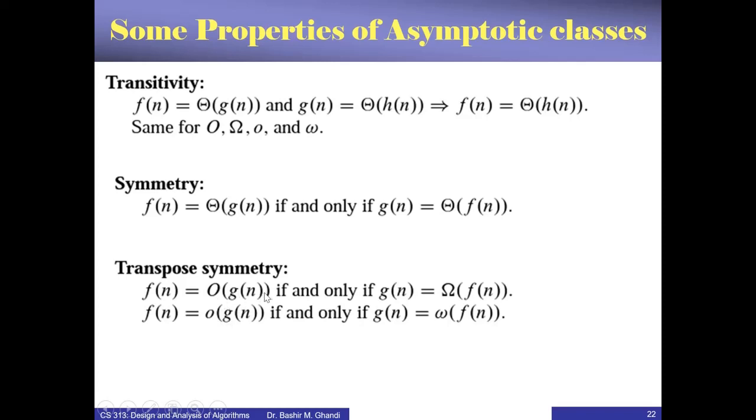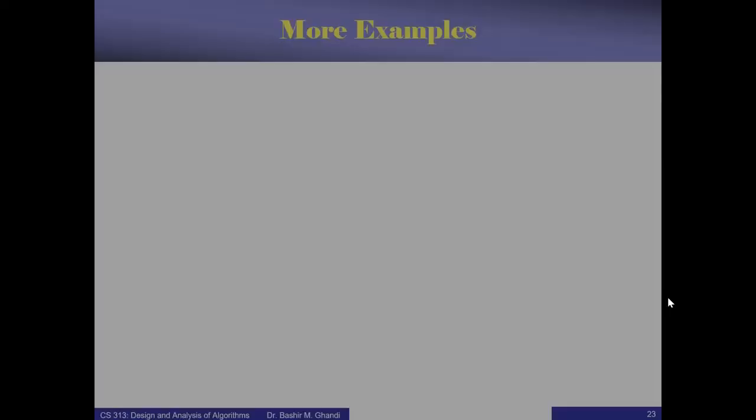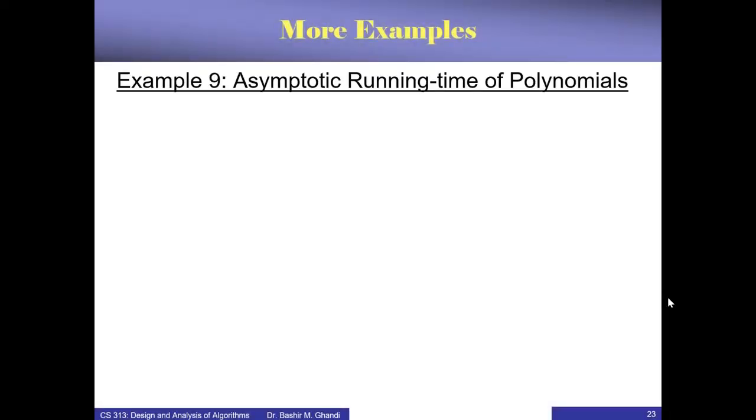Yeah, so these are the ones that we use for the transpose. So you can have big O on the one side and omega on the other, or little o on one side and little omega on the other side. Now you cannot use theta for the transpose. Okay, so those are very important properties to note. We take two more general examples before we close. Asymptotic running times of polynomial.